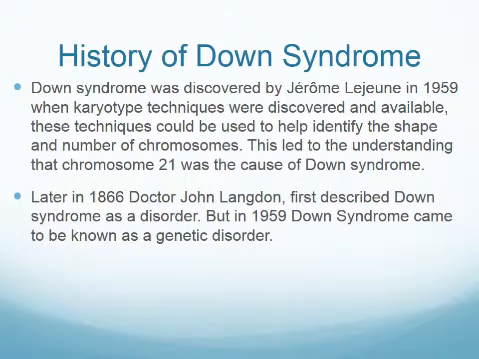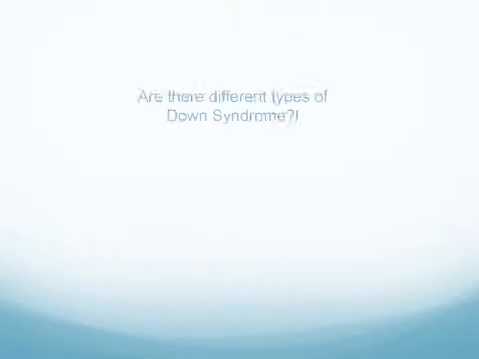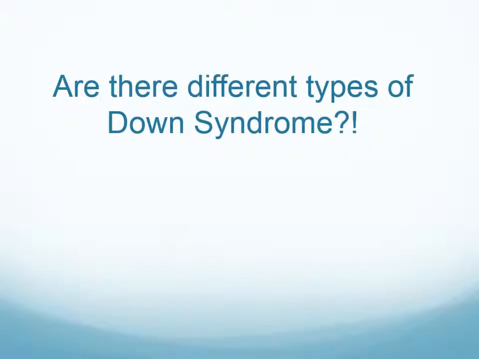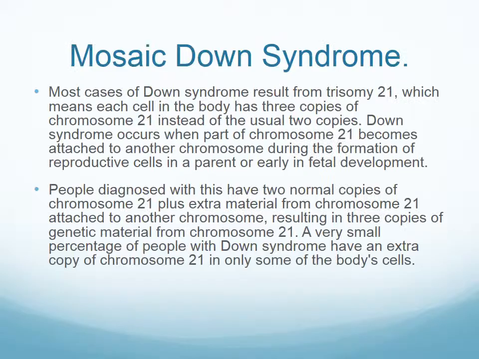Later, in 1866, Dr. John Langdon first described Down syndrome as a disorder, but in 1959, Down syndrome became known as a genetic disorder. So 2 questions: are there different types of Down syndrome, and how many?